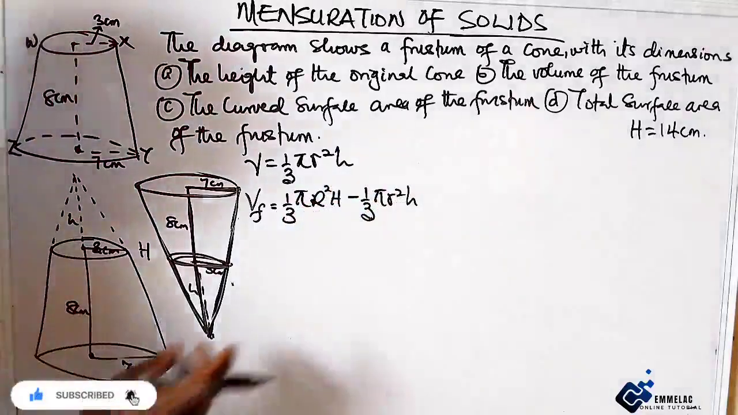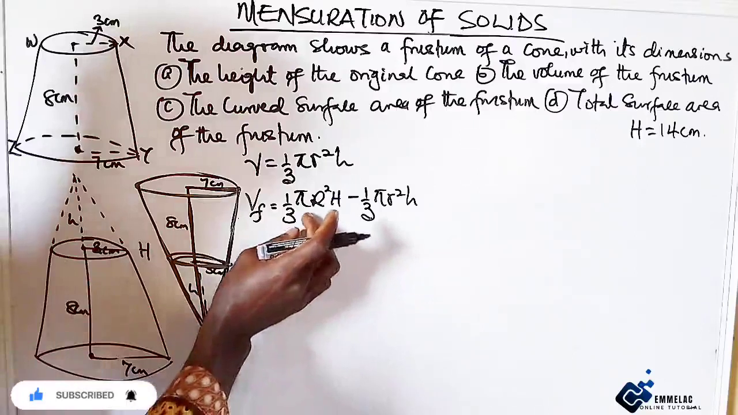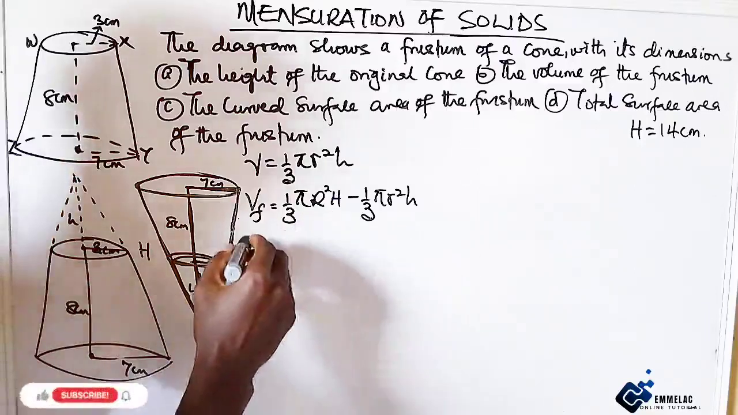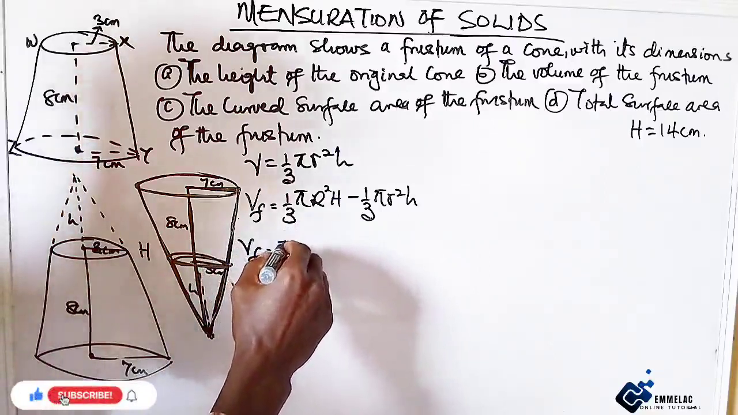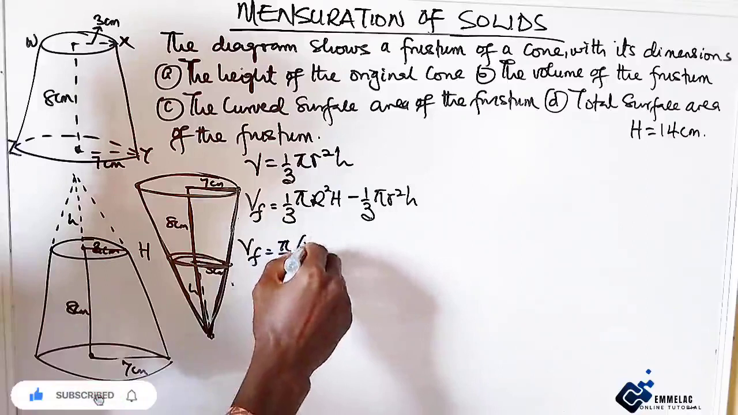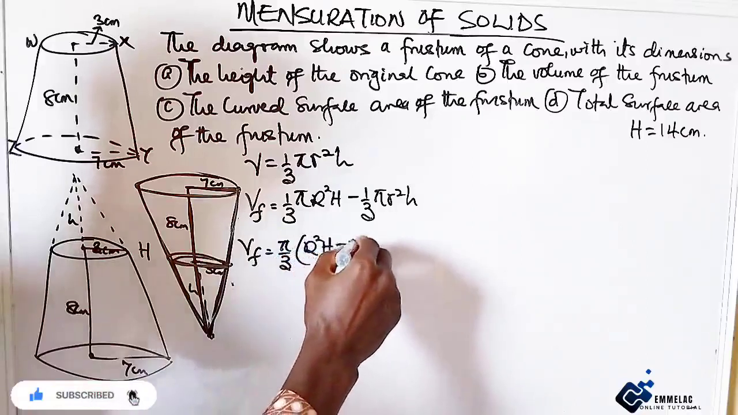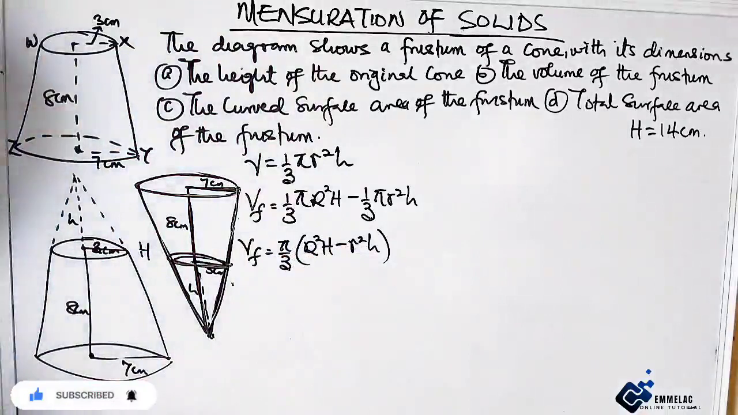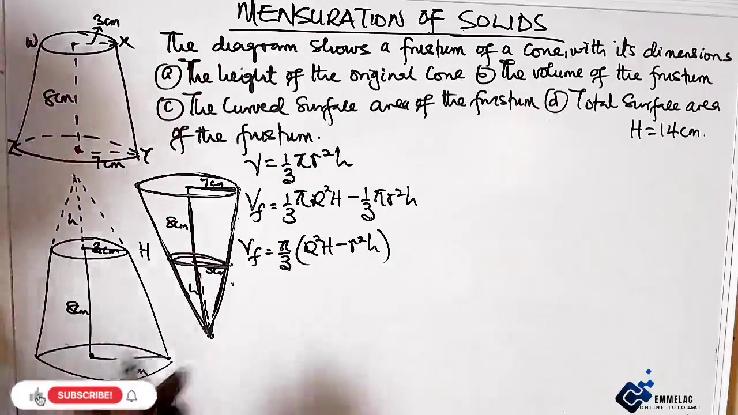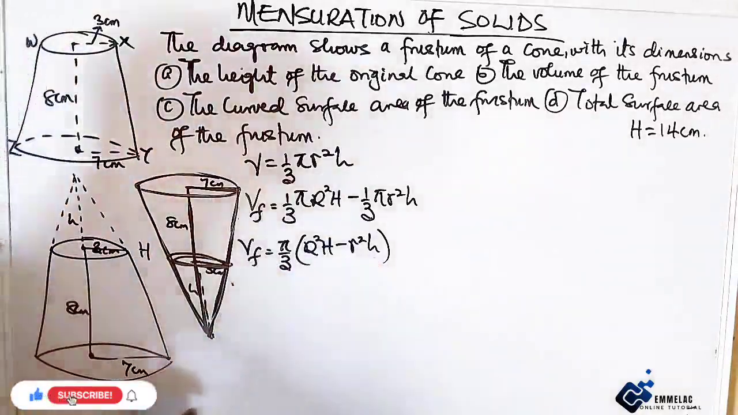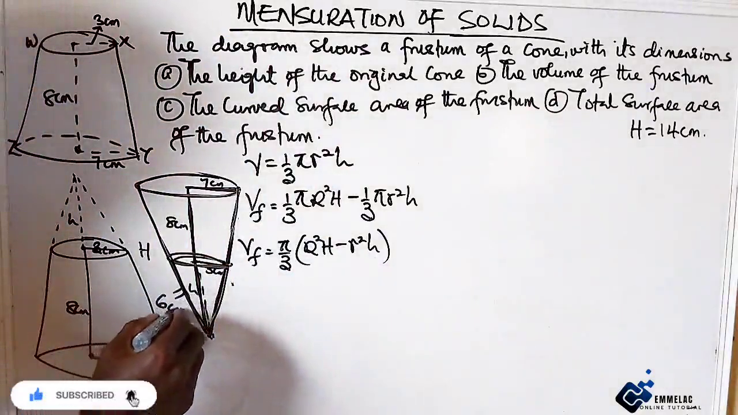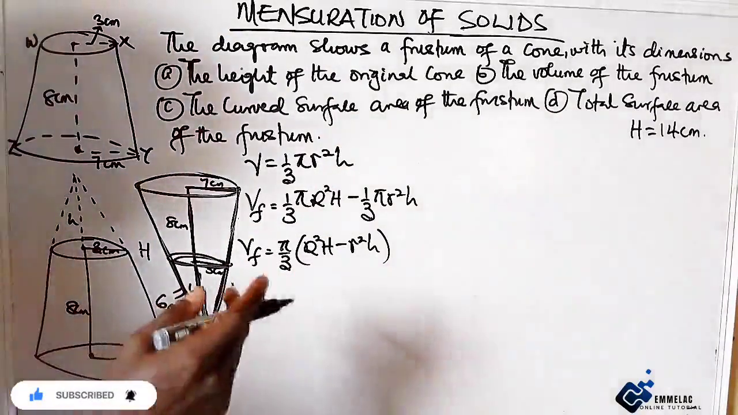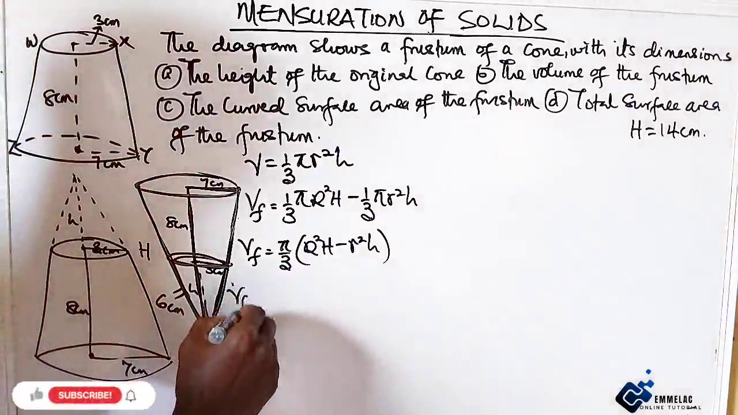Okay, so we can see that we have a common term here, that's pi over 3. So we can now say this is pi over 3 into R squared big H minus small r squared small h. Okay, so we identify that small h is 6, right? Okay, now the big H is what? 14. So we can now implement it.